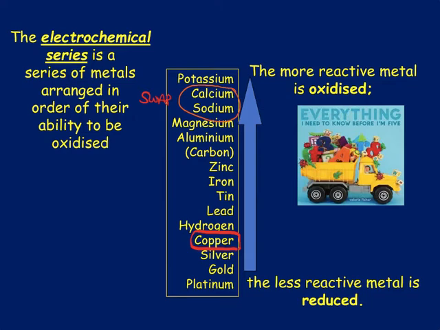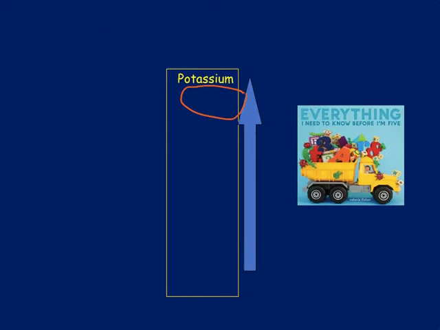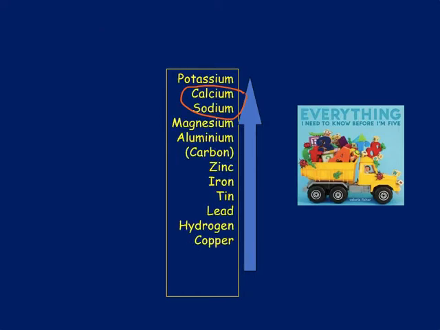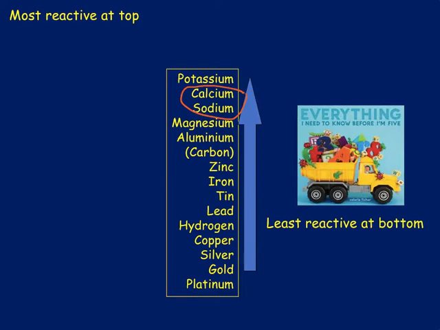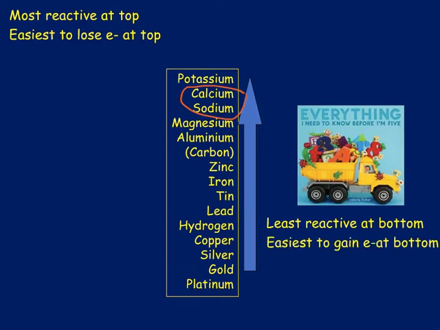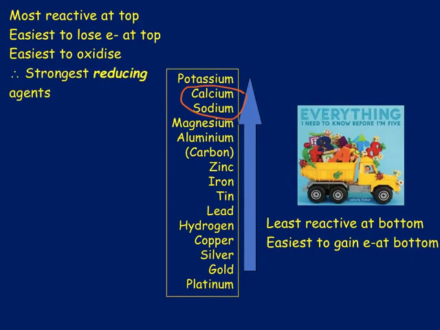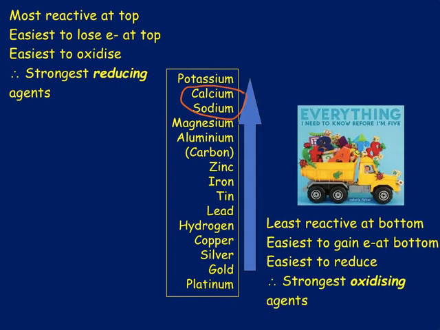Okay, so I'm going to flip forward, if that's okay. So again, it's the same list and you've swapped them over. On the left hand side of your little table, the most reactive goes on the top. They're the elements that are easiest to lose electrons. We put the least reactive at the bottom, and these are the easiest to gain electrons. So the top is the easiest to oxidize, which means these will be the strongest reducing agents, and the ones at the bottom will be the easiest to reduce, and they will be the strongest oxidizing agents.